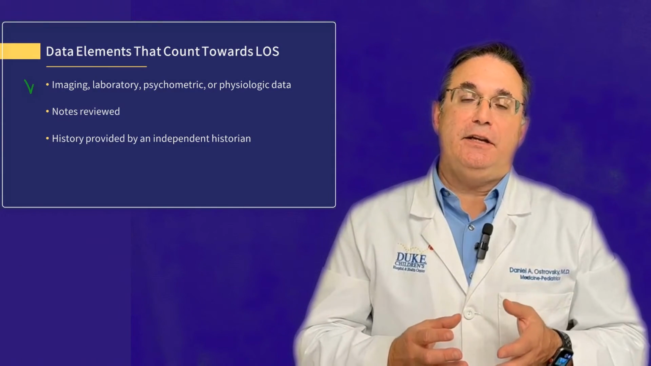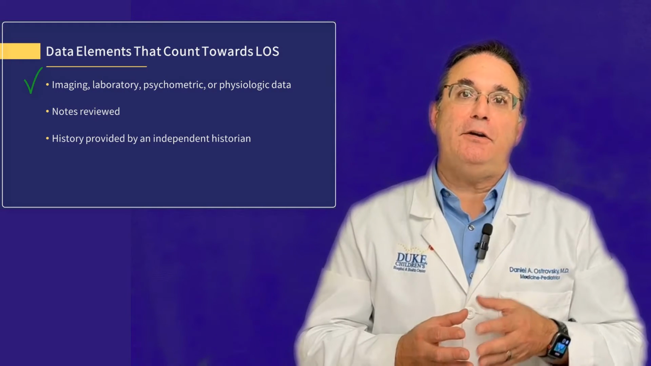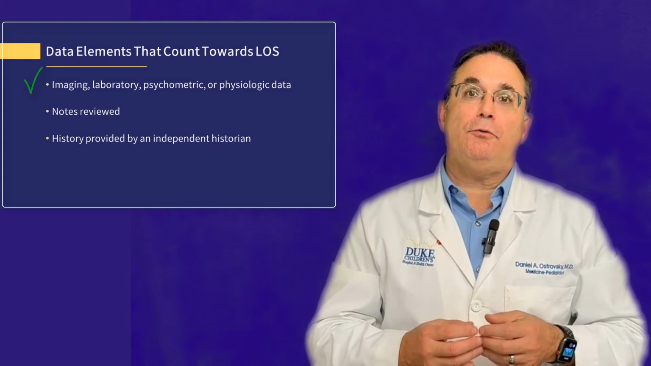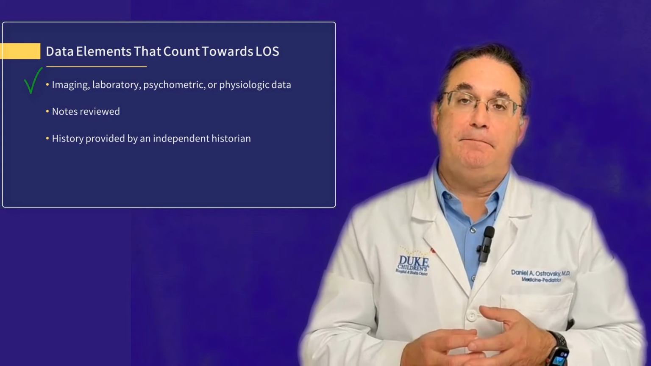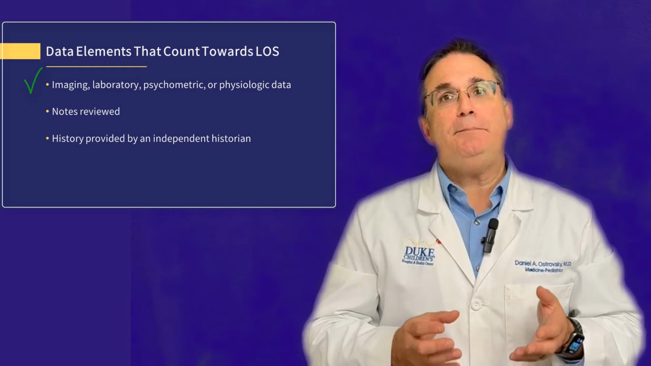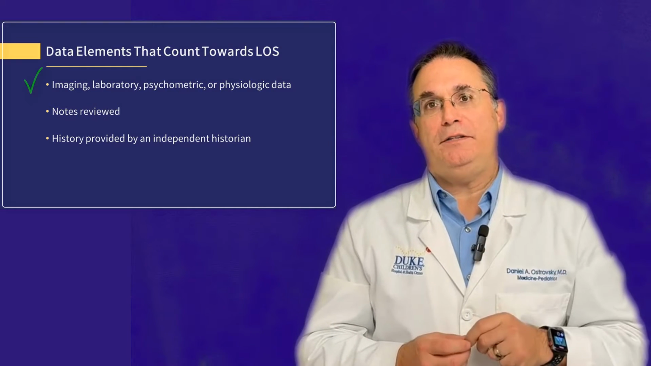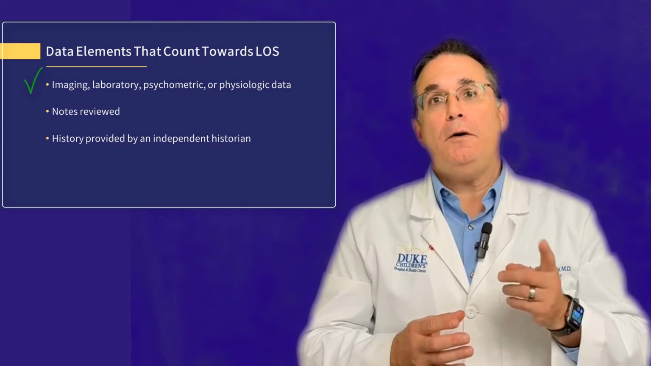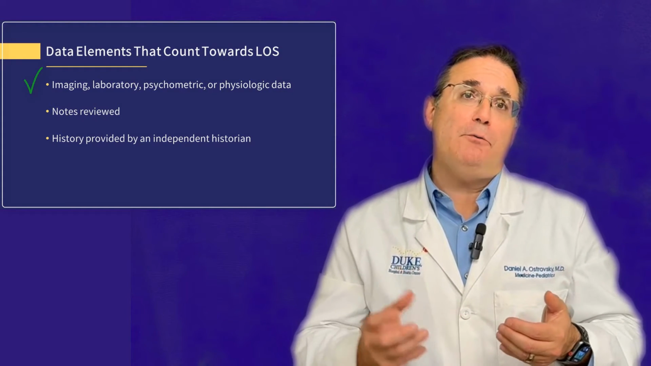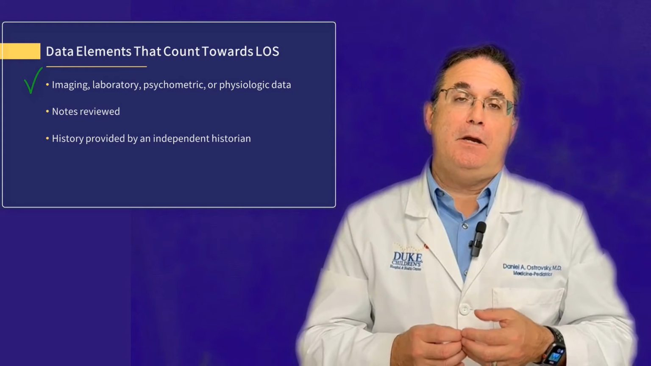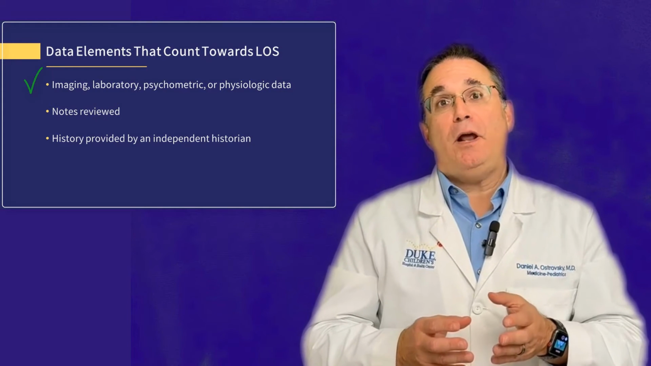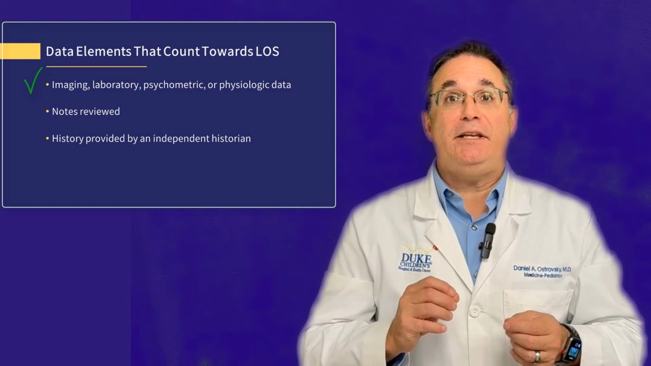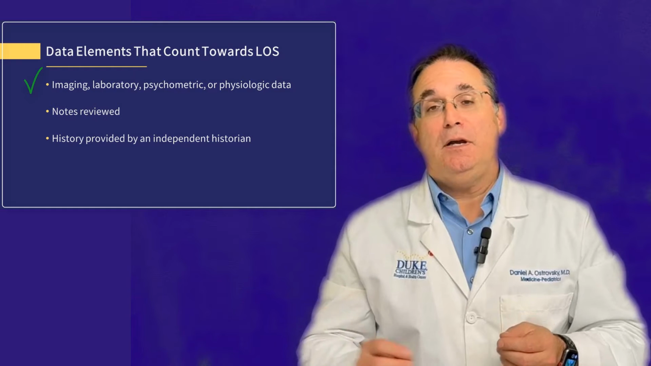Tests include imaging, laboratory, psychometric, or physiologic data. Each unique test or panel that is ordered or reviewed counts towards data complexity. For example, a complete blood count would only count as 1 point. You don't get a point for each component of the CBC, and you would only get 1 point even if you both order and review the CBC. Of note, if you took credit for ordering a test in a previous encounter, you can't take points for reviewing it in another future encounter.